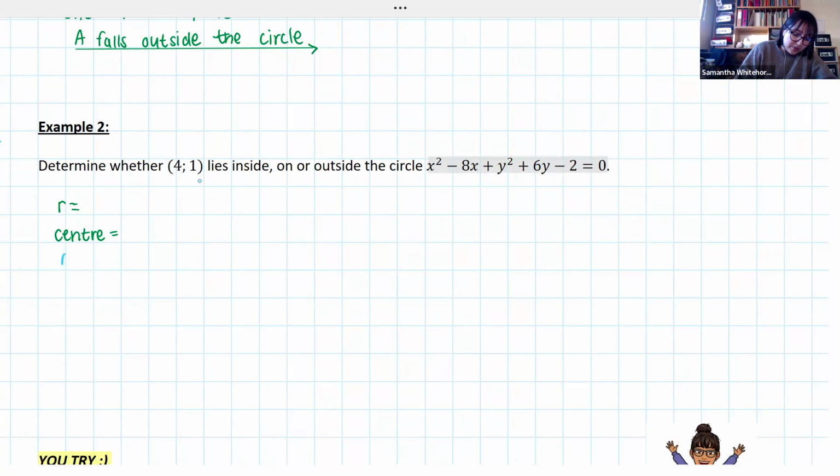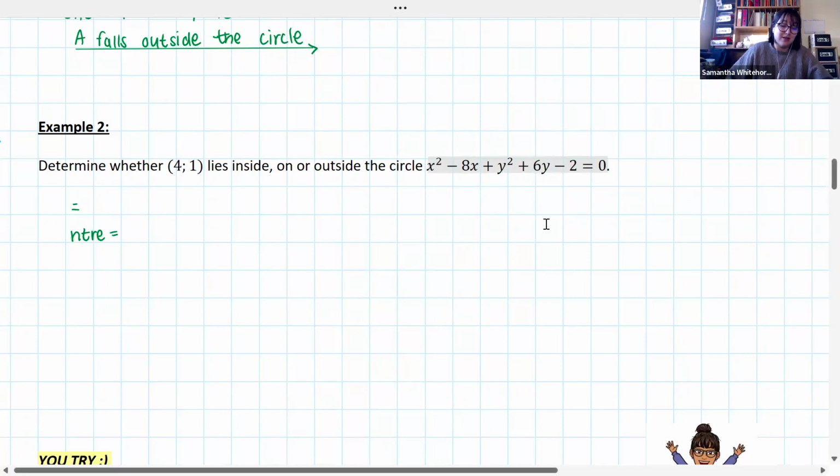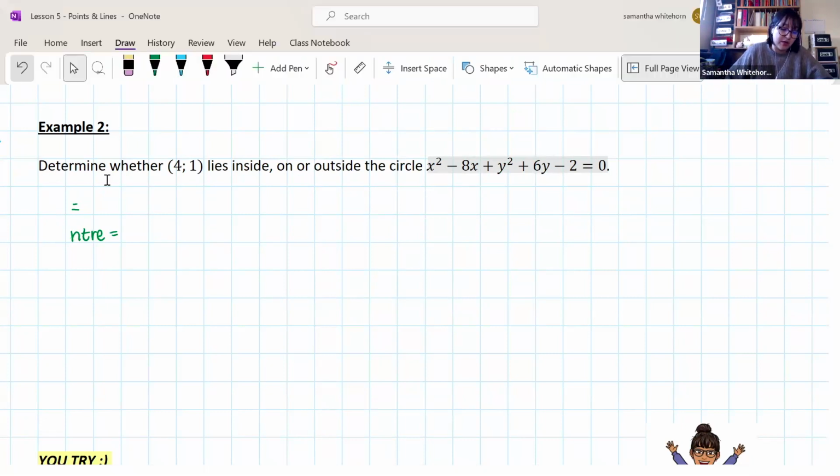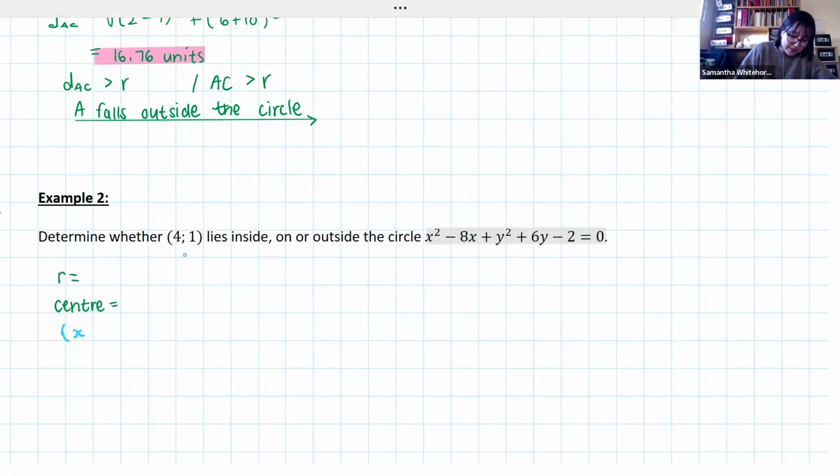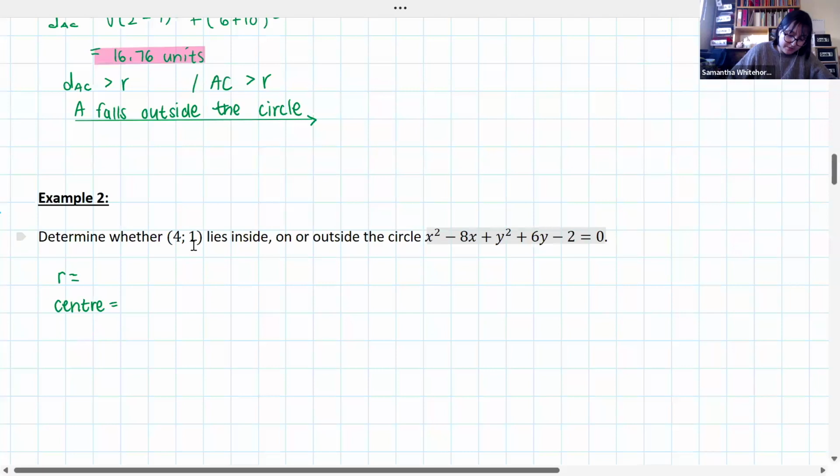What we do is we group our like terms. Now, when I say like terms, I don't mean it in the traditional sense of like terms. I mean, put your x terms together and put your y terms together. So that's going to be x squared minus 8x, x squared. Let's try that again.